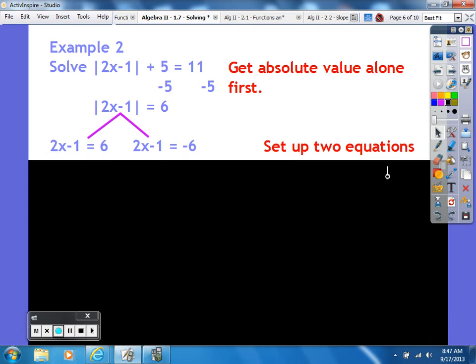So instead, I'm going to set up 2 equations here. One with a positive 6, one with a negative 6. That is the only number that changes. All right. So now these look like equations you've solved before for me, correct? Go ahead and take a minute and solve them.